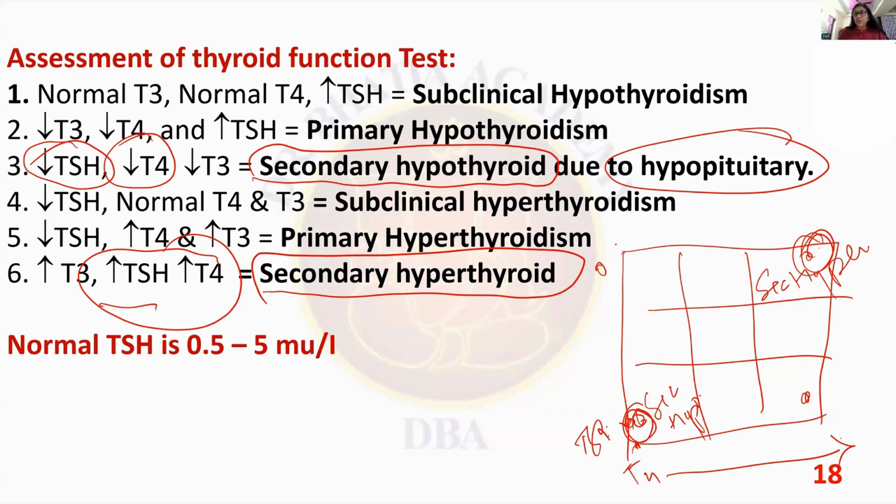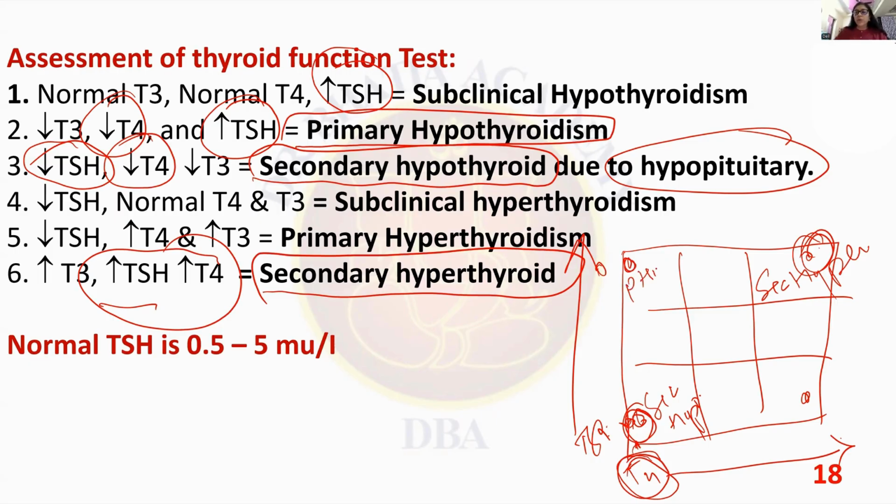अब अगर मेरा TSH बहुत हाई है लेकिन T4 फिर भी लो है, so I have a high TSH but a low T4. That is, a high TSH with a low T4. I am dealing with primary hypothyroidism. So this is my column of primary hypo.